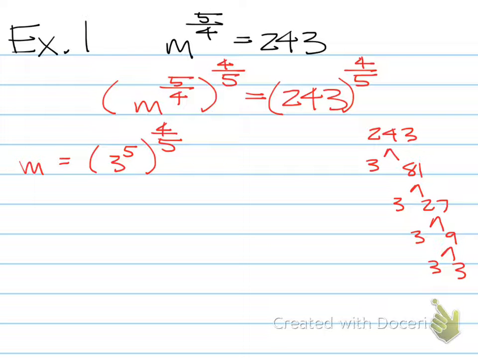Whenever I raise both sides to the 4/5 power, I'll just get m on the left side. And then when I raise 3 to the 5th to the 4/5 power, the 5s will cancel, leaving me with 3 to the 4th power. 3 to the 4th power is just 81.